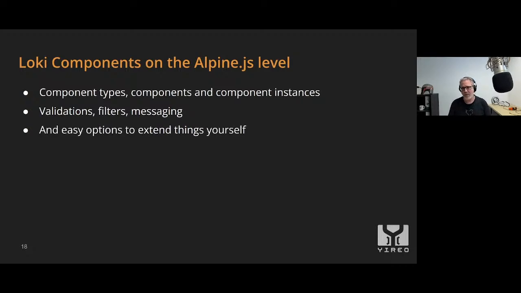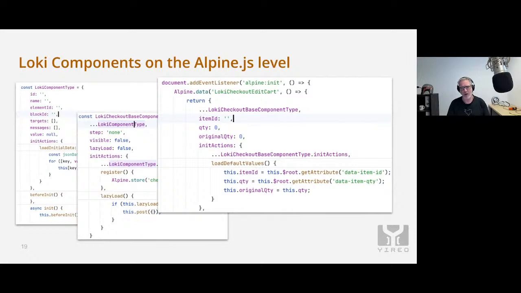On top of it, thanks to all of those component types and existing components, there's validations, filters, messages, and a lot more. And just to comment upon those Loki component types, on the left-hand side, you see this bare bones Loki component type, from which a lot of other component types are simply extending. And what is a component type? Well, it's nothing more than just an object. So there's an object with properties, methods, and methods within methods, and a little bit more of magic.